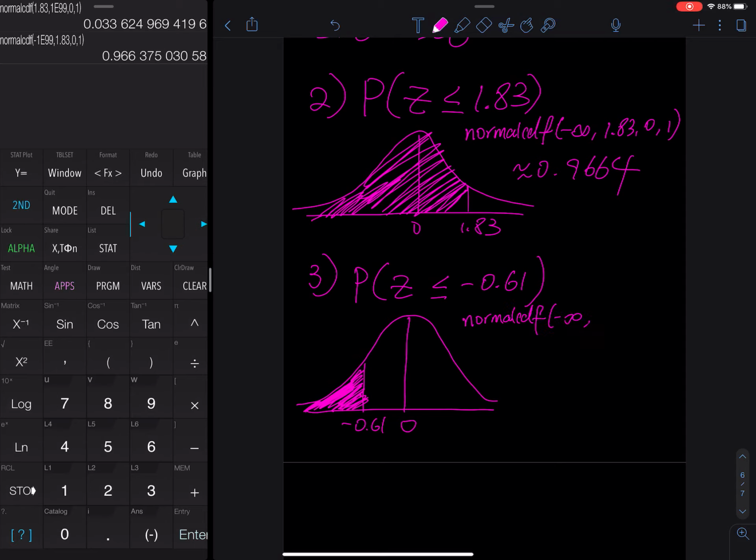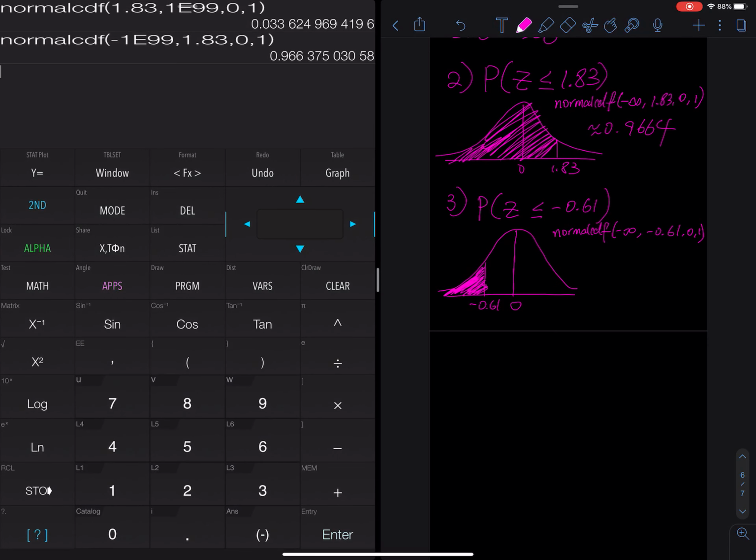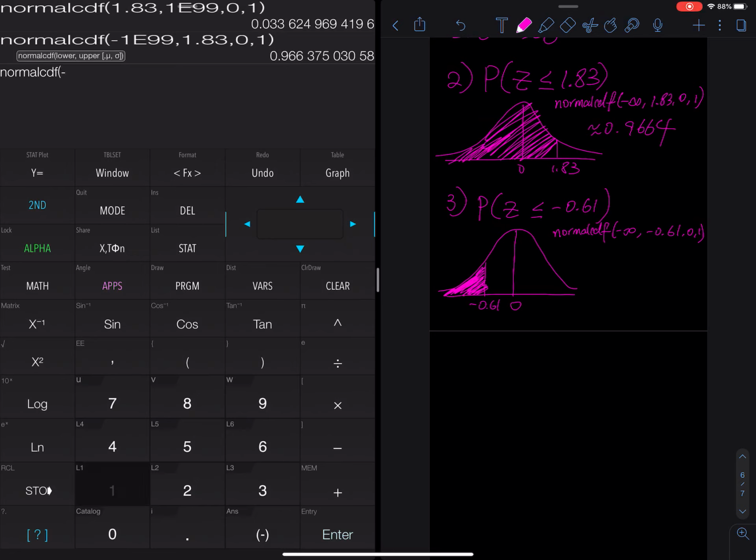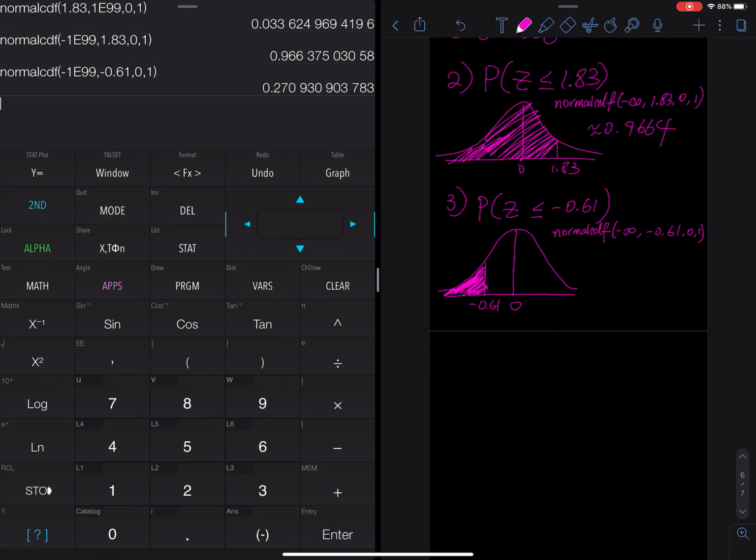from negative infinity to negative 0.61, 0 and 1. And then we do it right here. Second VARS, normal CDF from negative 1, don't press the minus, negative, and then second comma 99, comma negative 0.61, and then 0 and then 1. If you are 0 and 1, how do I delete this? 0 and 1, close parenthesis. We have that.